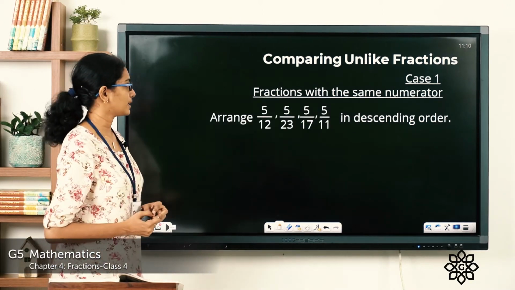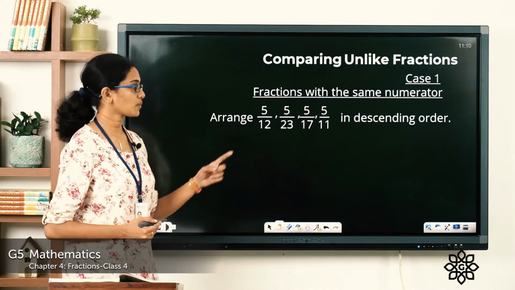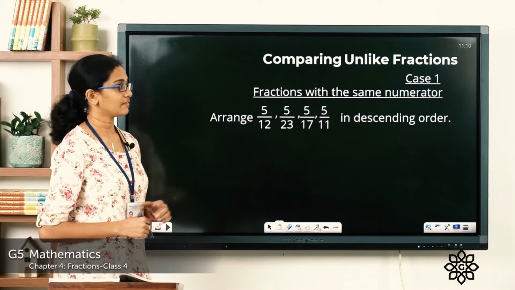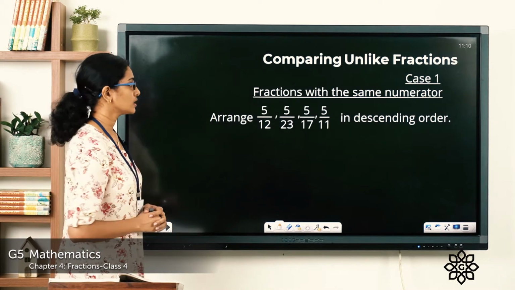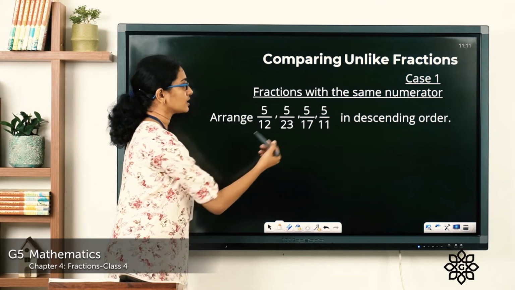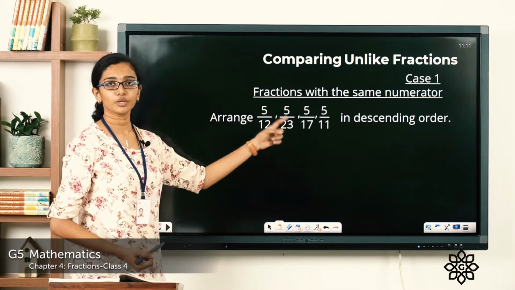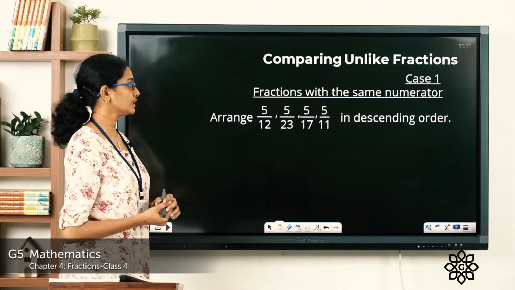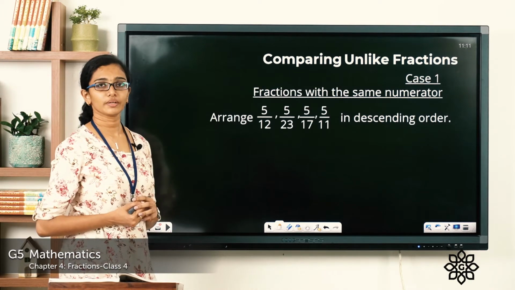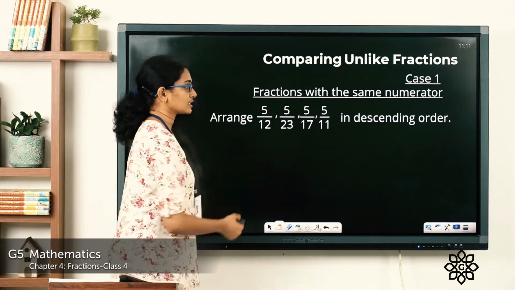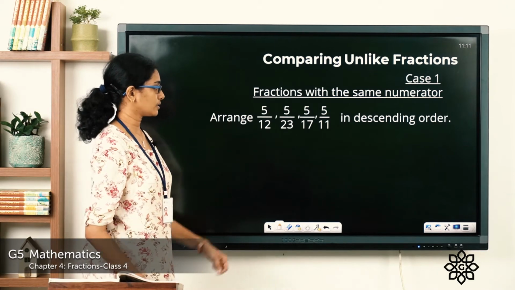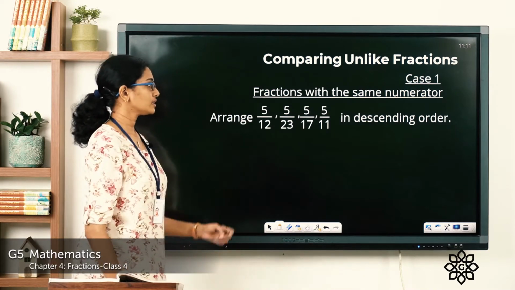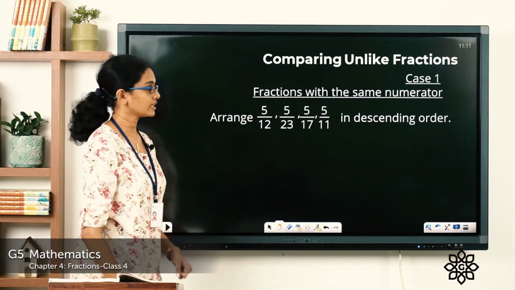Look at this example here. Arrange 5 by 12, 5 by 23, 5 by 17, 5 by 11 in descending order. See, all these fractions have the same numerator. They all have 5 as the numerator and the denominators are different. Now, how do we compare them? Since the numerators are the same, let's see the denominators. We have 12, 23, 17 and 11. Which is the greater denominator here?